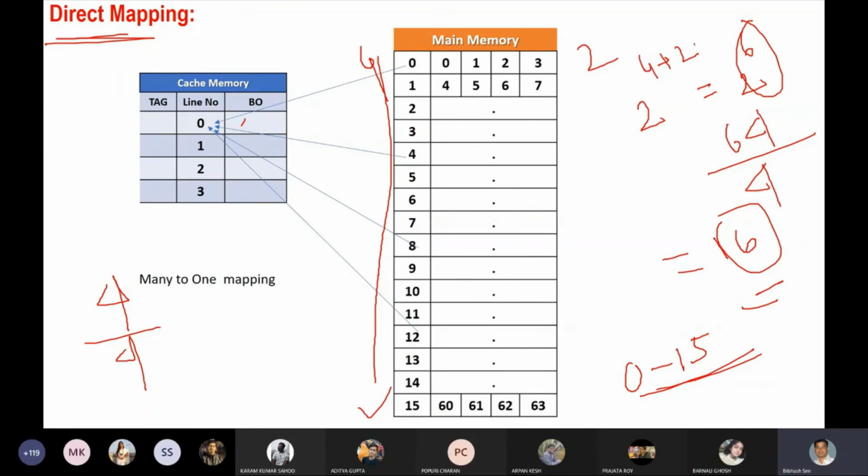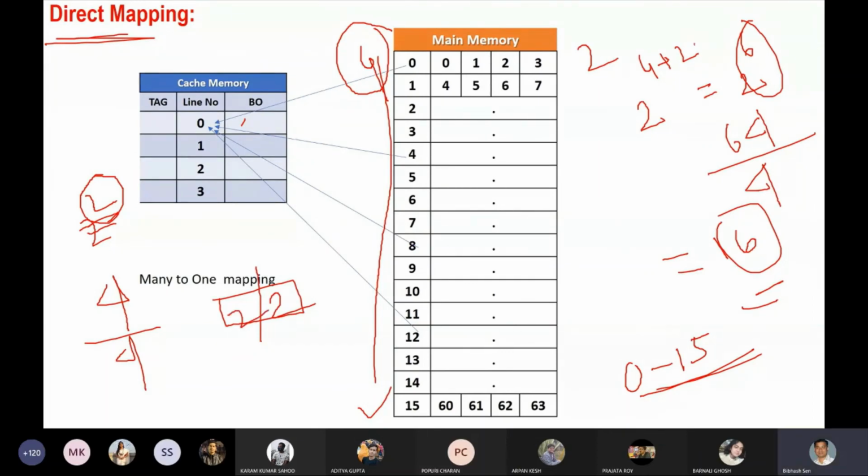Our target is that the 4 bit I have to split into the tag and cache line. How many cache lines are there? 4 lines. 4 lines mean 2 to the power 2. Any one of the lines can be accessed using how many bits? 2 bit. Am I correct or wrong? Any one of these lines can be accessed using 2 bit because 4 blocks are there. That's why 2 bit for line and remaining 2 bit for tag.